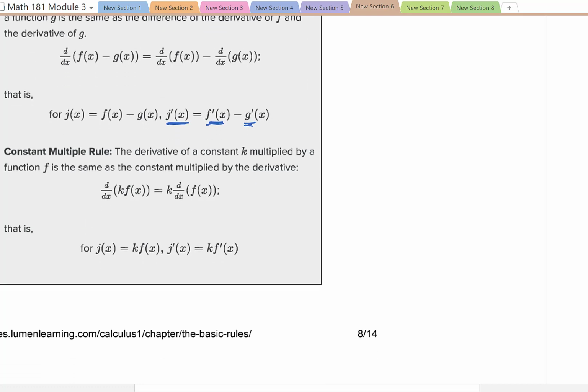And then if you have a constant k being multiplied, you can factor that constant k out, and it's just k times the derivative of the function.